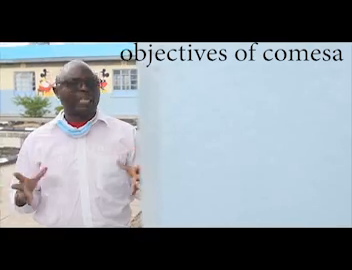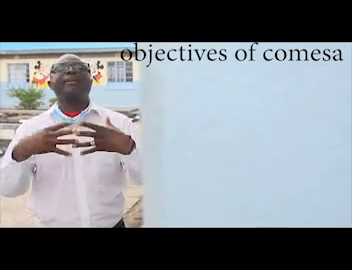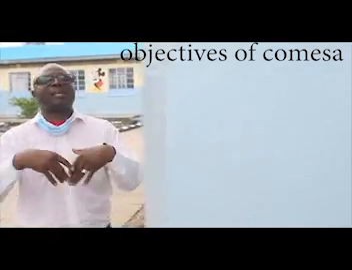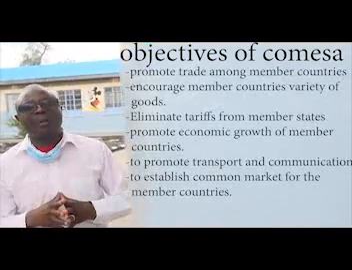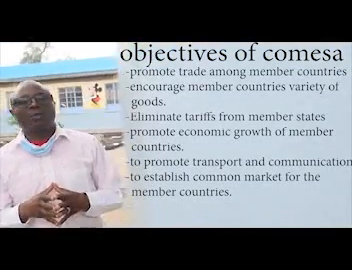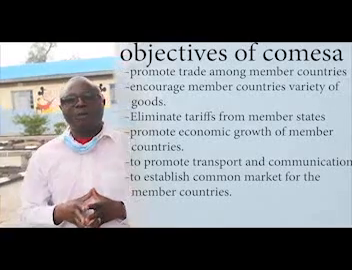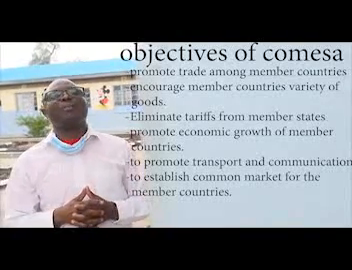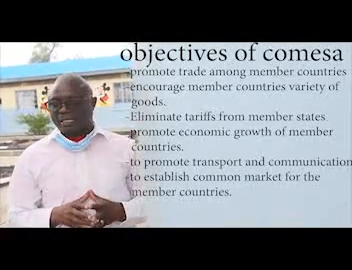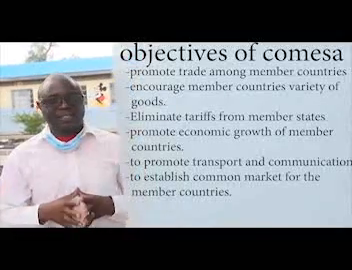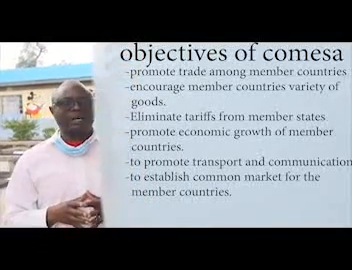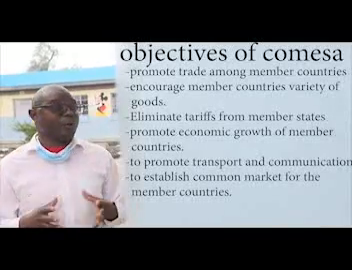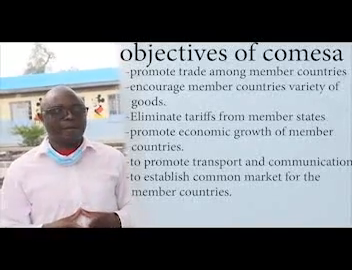People, allow me now to talk about the objectives of COMESA. When you talk about an objective, it is simply an aim of establishing or doing something. One of the objectives of COMESA was to promote trade among member countries or member states, and this is the main objective, or main aim, why COMESA was started. And I've said COMESA means Common Market for Eastern and Southern Africa.